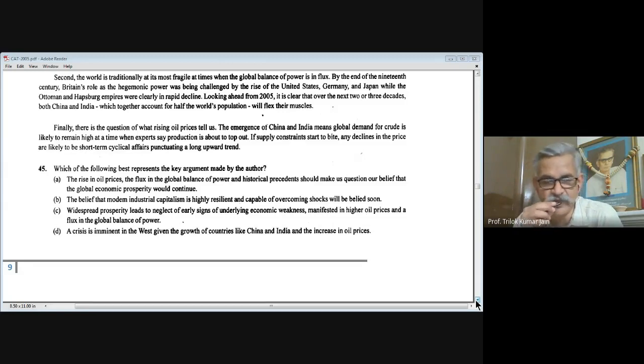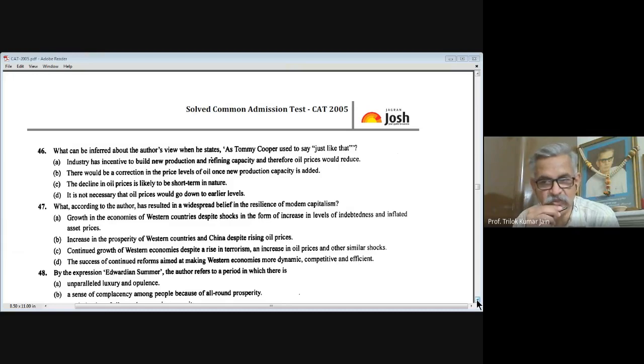Tell me A, B, C, D, which is the best option? All four are similar and all four seem to be correct answers, but you have to tell me which is the best option. Any one of you? No answers? Sir, A. A, yes, good answer.